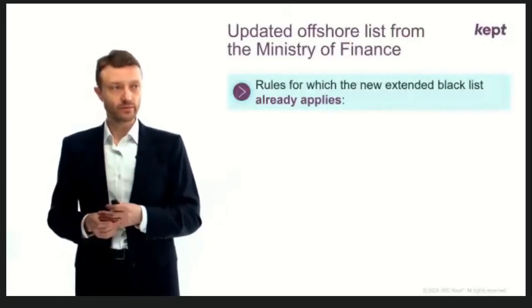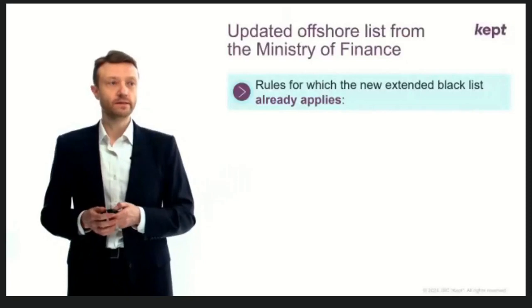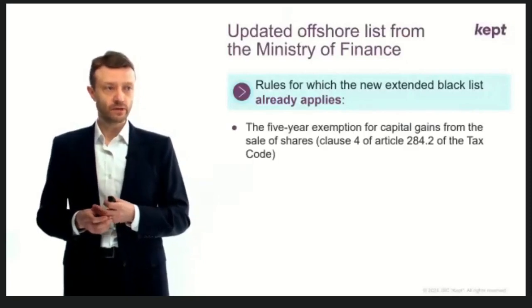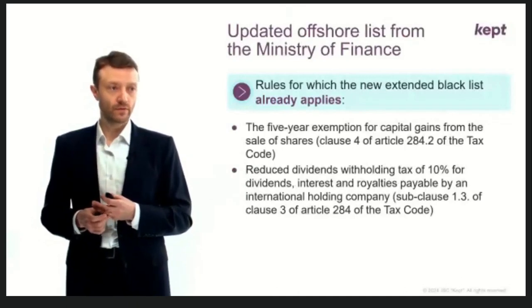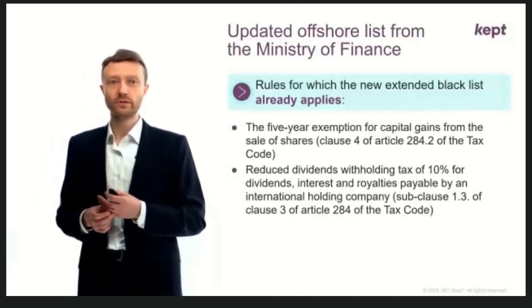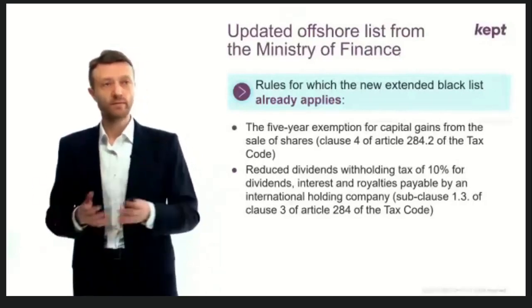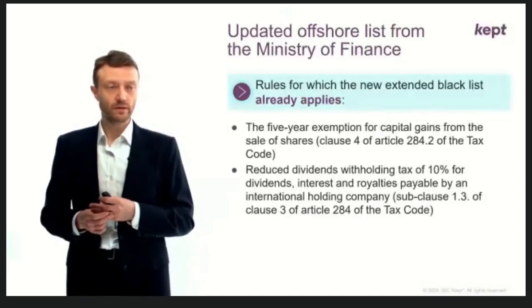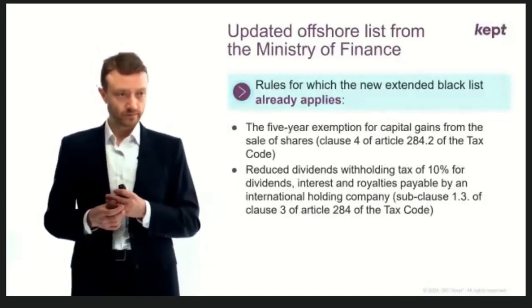Well, some exemptions are subject to the new and extended blacklist, and that includes the 5-year exemption for capital gains, reduced withholding tax on dividends, and reduced withholding tax of 10% for dividends, royalties, and interest for so-called international holding companies, which are companies re-domiciled into special economic zones and special administrative regions in Russia.